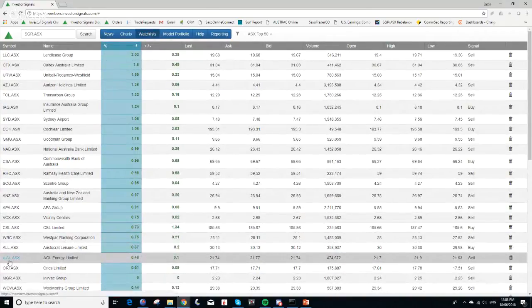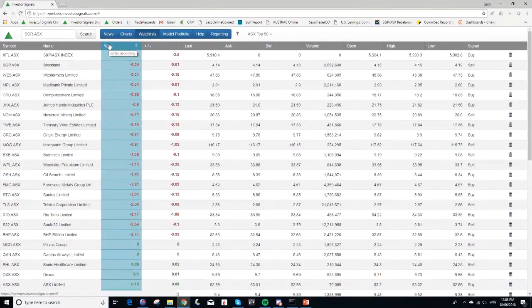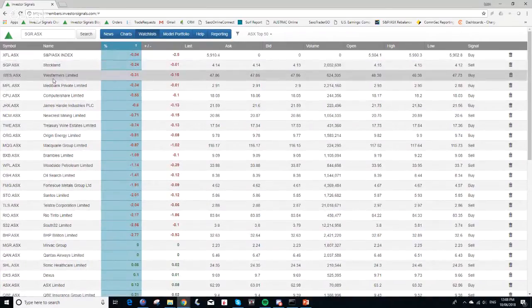So AGL, part of that yield sensitive basket, has actually held up quite well. I think Wesfarmers is getting expensive, and so that's a summary of where we're at.